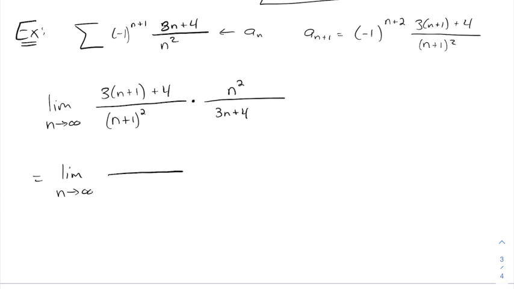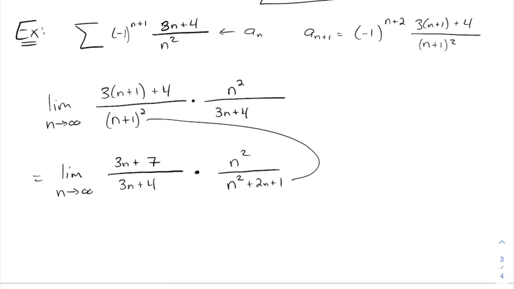This 3 times n plus 1 plus 4, I'm going to go ahead and distribute that out. So I get 3n plus 7. And then underneath it, I get 3n plus 4. And then n squared over n squared plus 2n plus 1. I'm taking this and I'm foiling it out to get there.